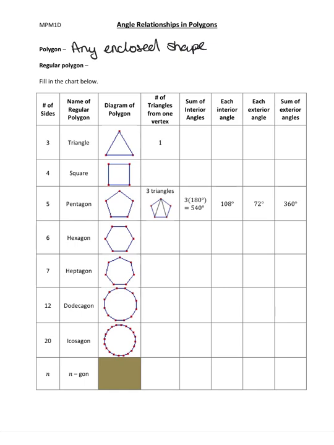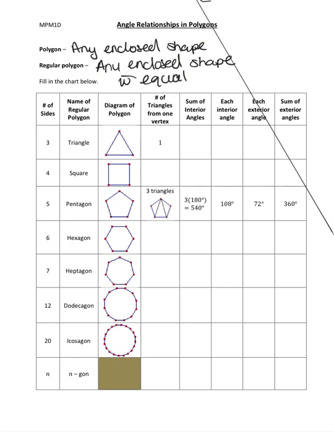A regular polygon is any enclosed shape with equal sides. So that means that all of the sides in that shape, for instance, if this was a regular triangle right here, all of the sides in this triangle are going to be the same length, with equal side lengths. Okay.